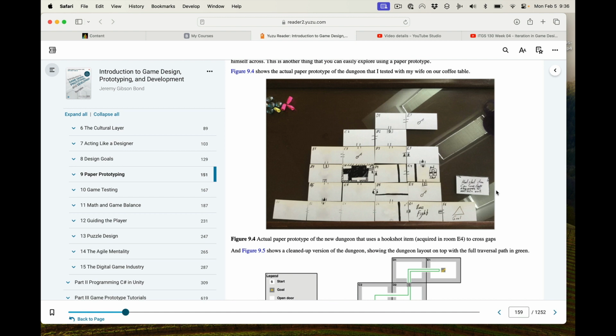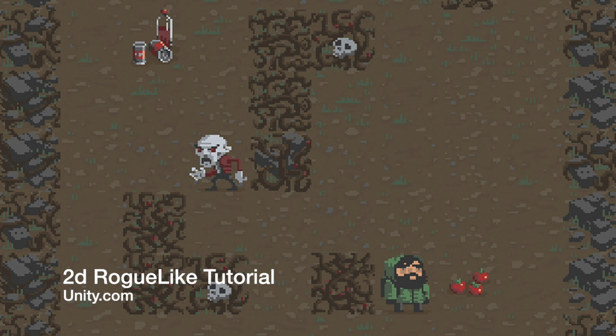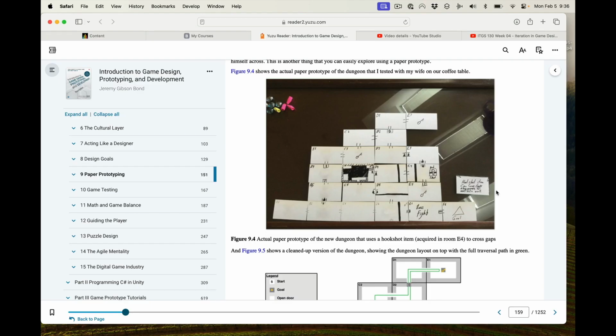So if you think about implementing a dungeon crawler game as a video game in Unity, for example, it would take hundreds of hours just to get to the point where you would have a playtestable game. Whereas with a paper prototype, you can throw something together in an afternoon and be playing through it and seeing if there are major problems with mechanics or logistics or game balance.